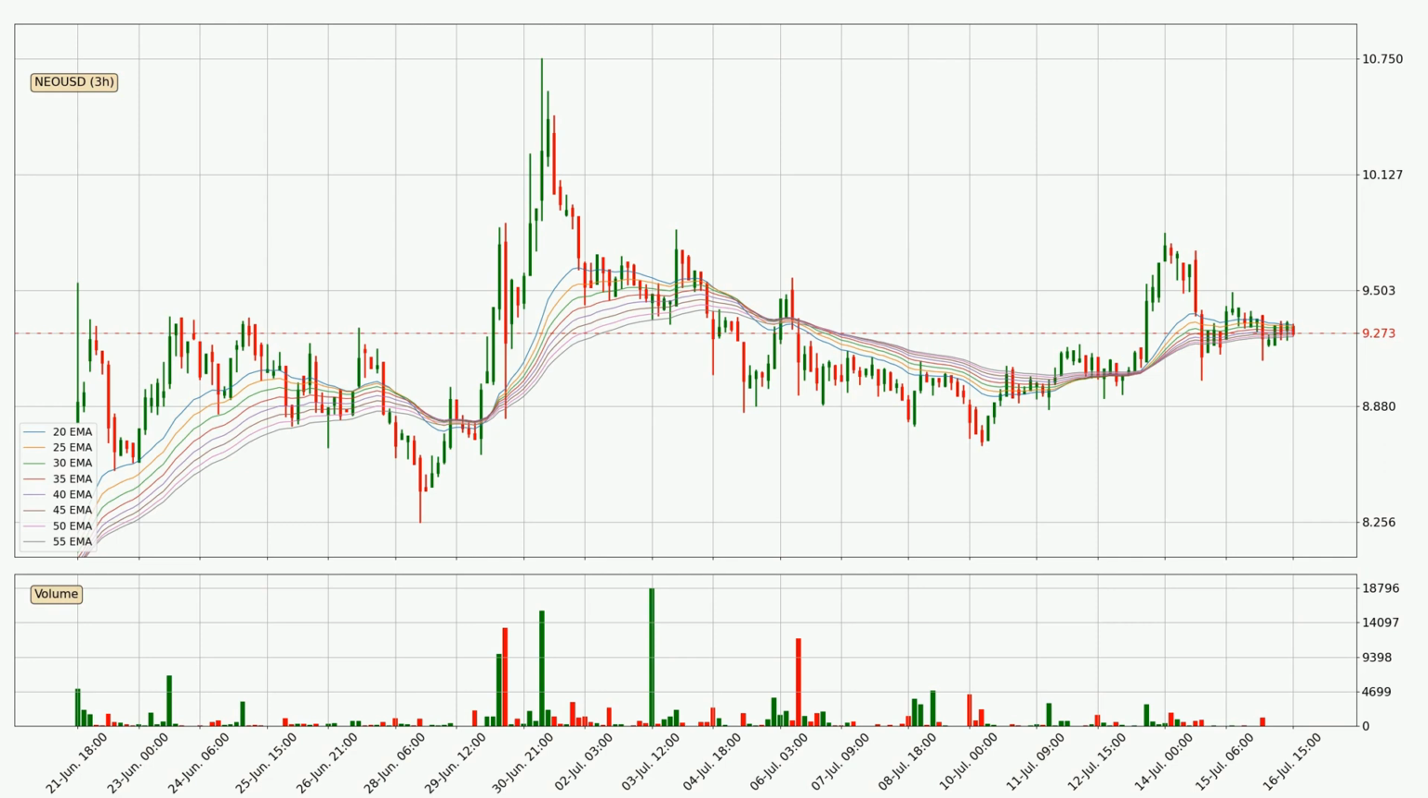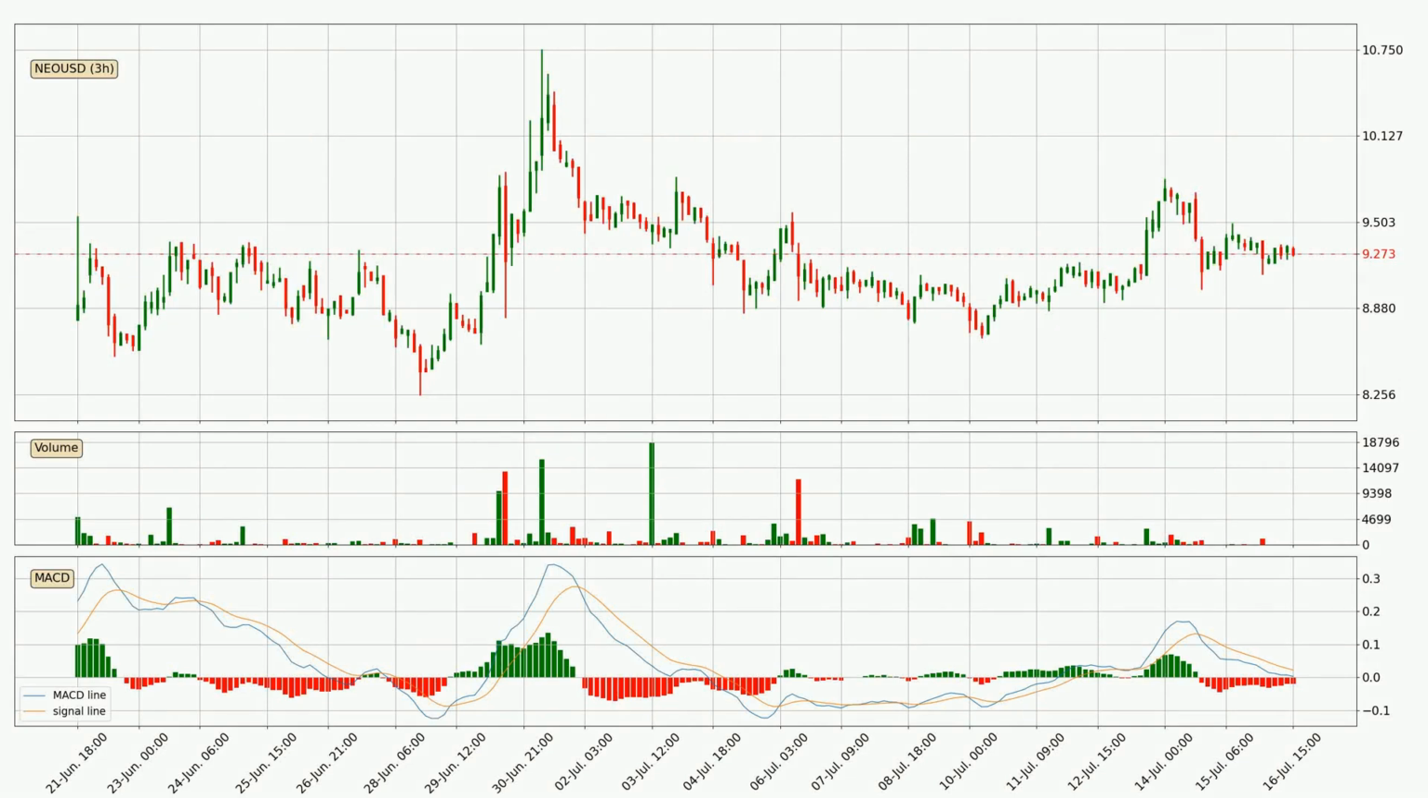Moving to the 3-hourly MACD, the MACD line is below the signal line, which shows that the current trend is on the downside. But it's expected for the price to remain the same for some time, because the MACD histogram shows that the momentum at the moment is shifting upwards. You should wait and see if the MACD line will cross the signal line, which will be bullish.